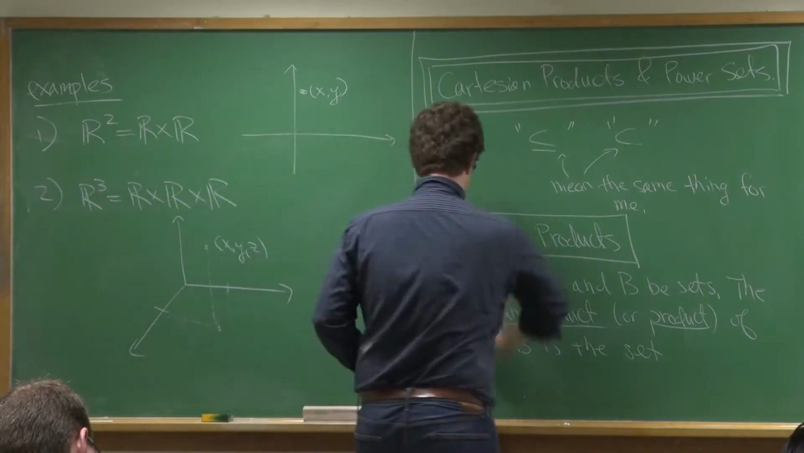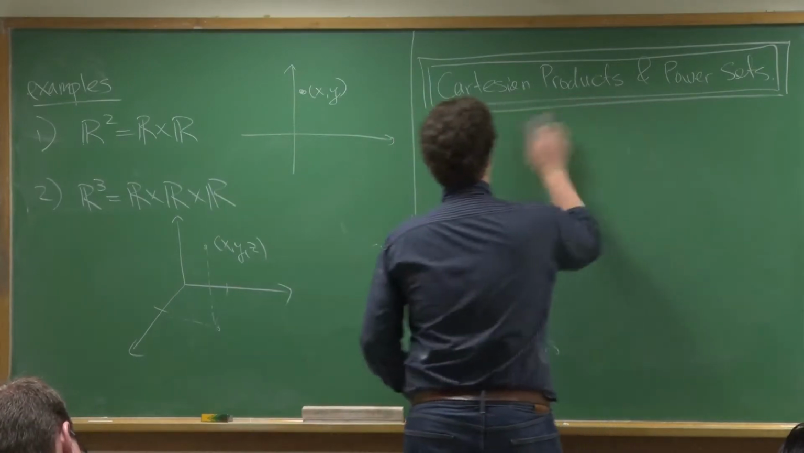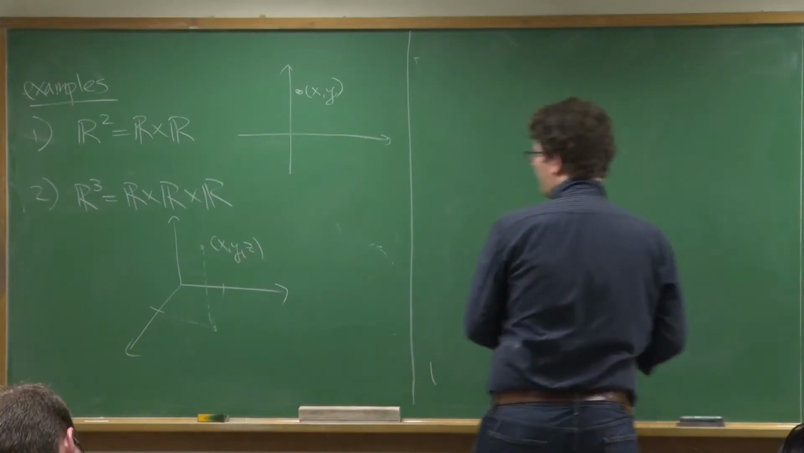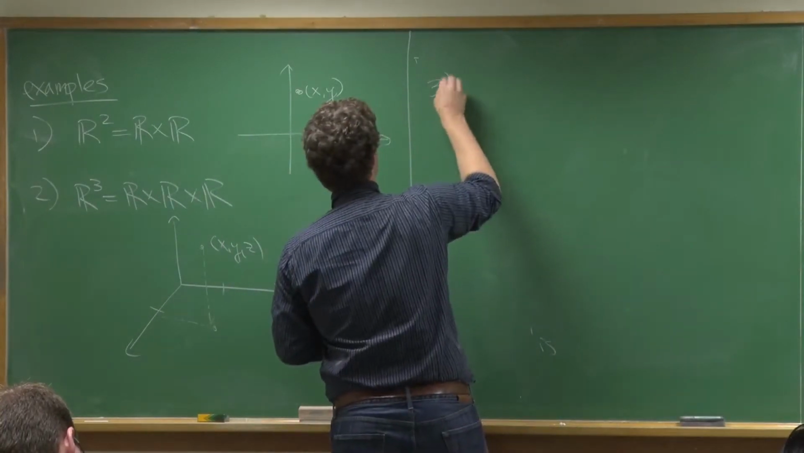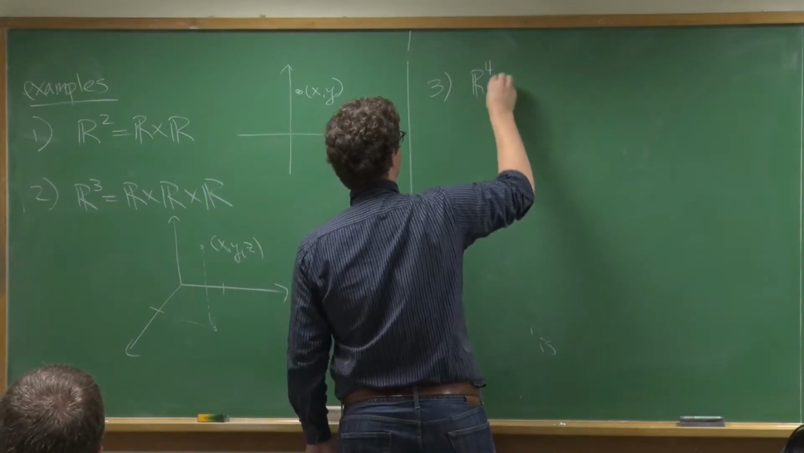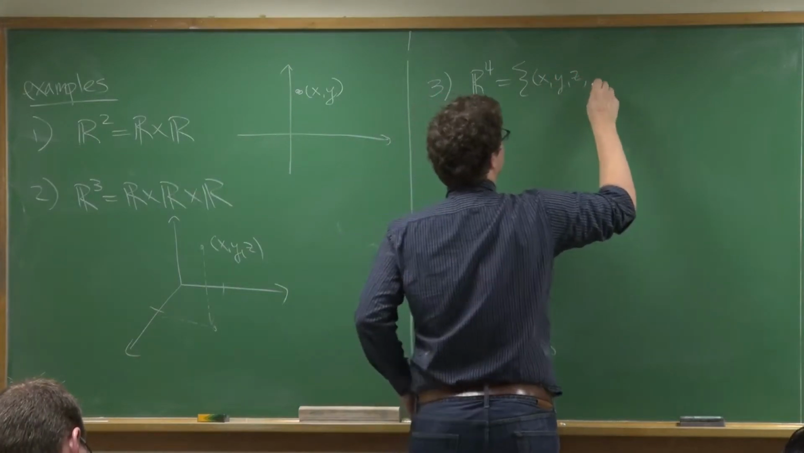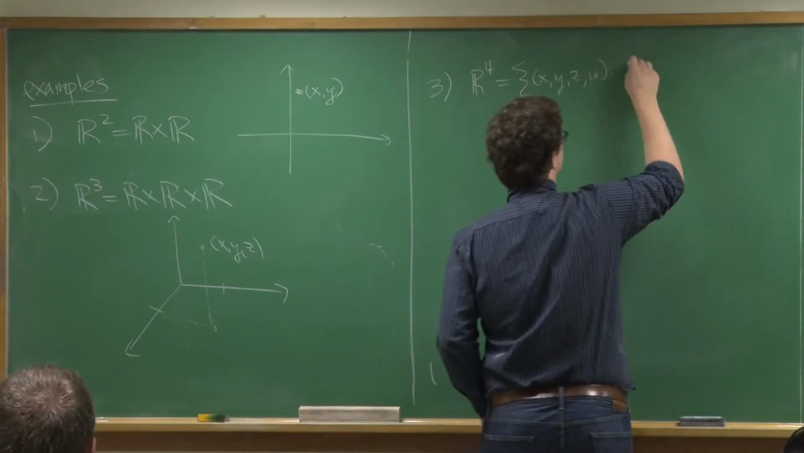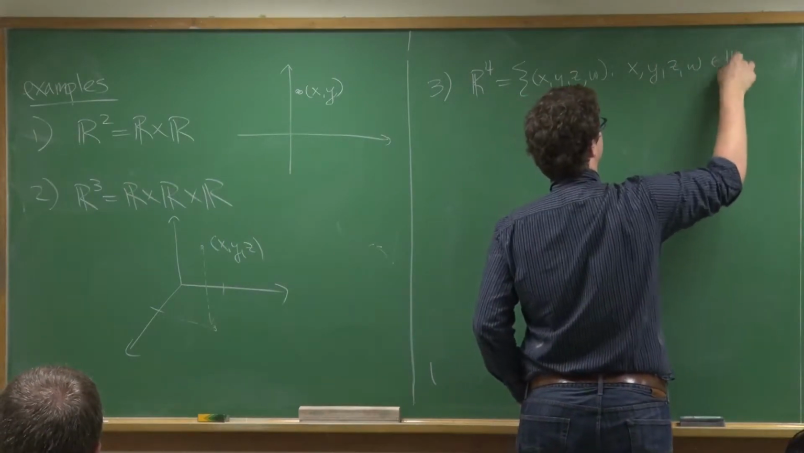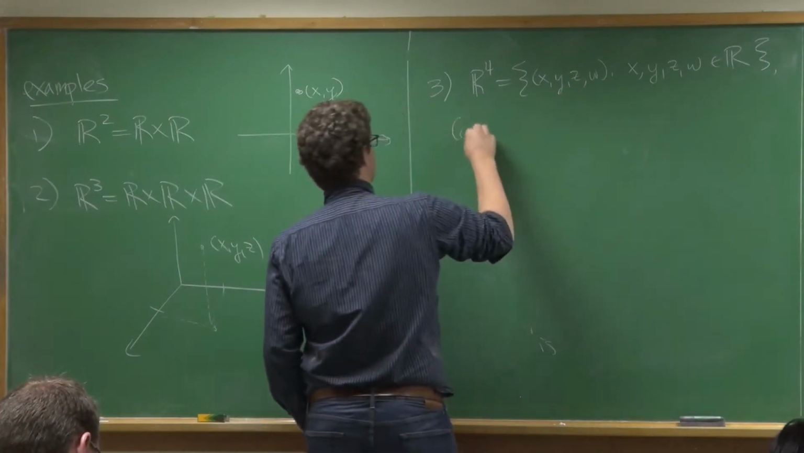And you can continue this process. You can do R^4, R^5, whatever. It doesn't matter. It's just a math thing. So R^4 gets harder to draw. I can't really draw this one, but we can still consider it. Here, this is (x, y, z, w). These are all elements of R. So you can't draw this anymore.